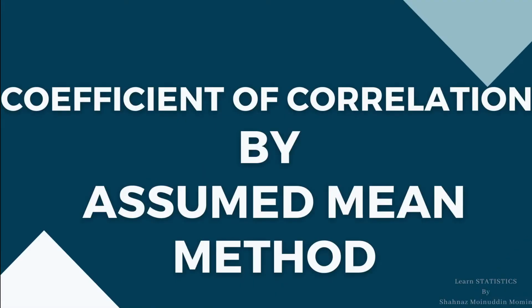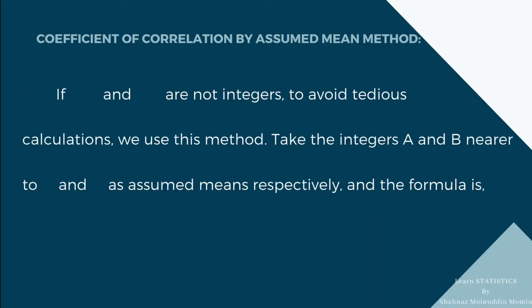Now we shall discuss the second method, coefficient of correlation by assumed mean. We shall see when we use this method. If the means of x, x bar, and y, y bar, are not integers, to avoid the tedious calculation we use this method. Take the integers a and b nearer to x bar and y bar as the assumed means respectively.